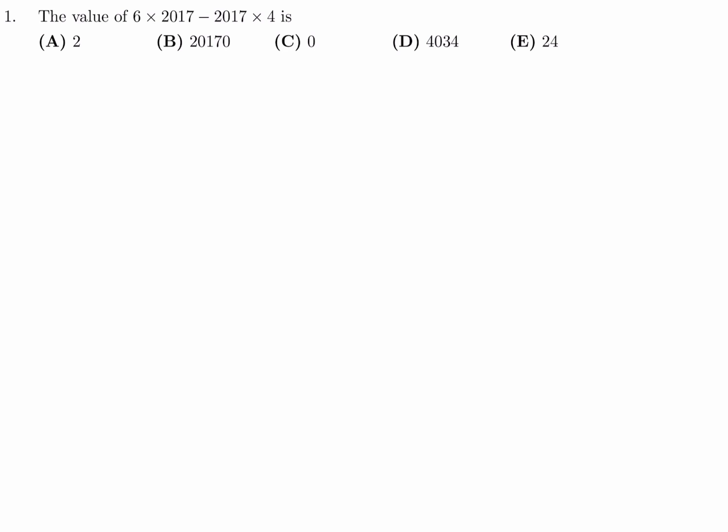The value of 6 times 2017 minus 2017 times 4 is, you can just factor out the 2017, and you're left with 6 minus 4. And then that's going to be 2017 times 2, which is 4034. So number 1, the answer is D.